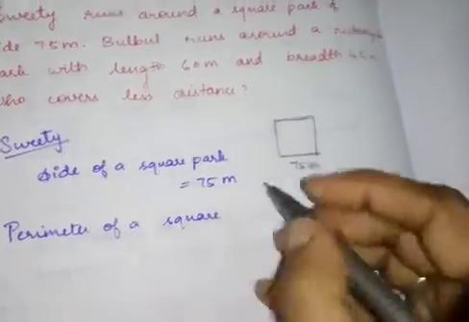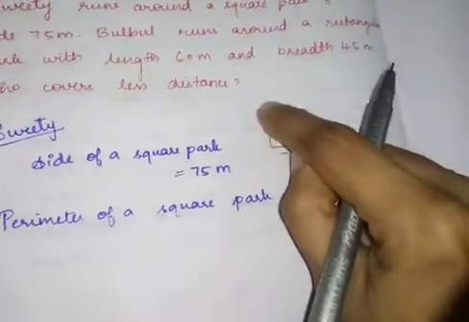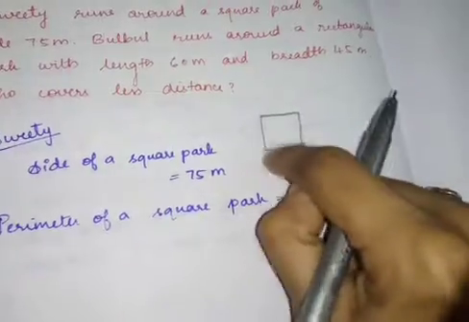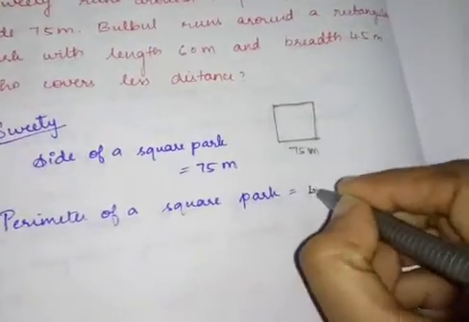Okay. What we have to find is the perimeter of the square park. The perimeter is nothing but the distance she is covering around this square park. That is the perimeter meaning. So what is the square park perimeter?